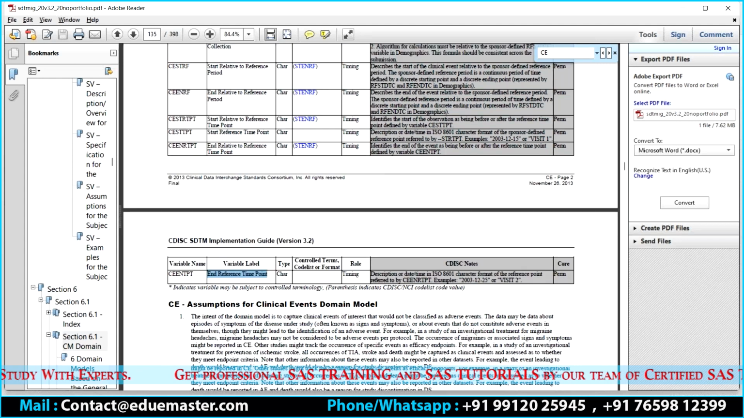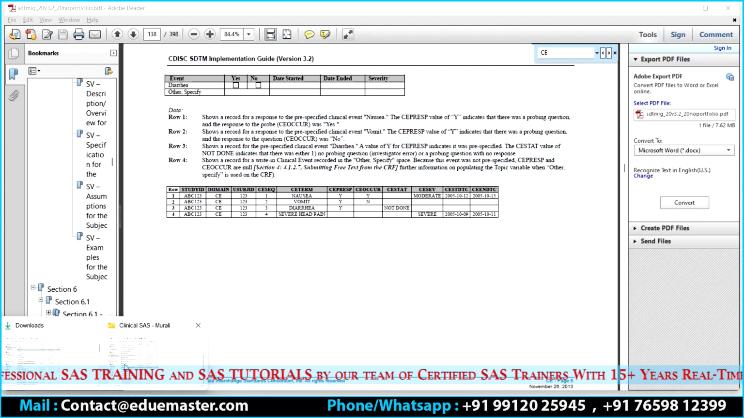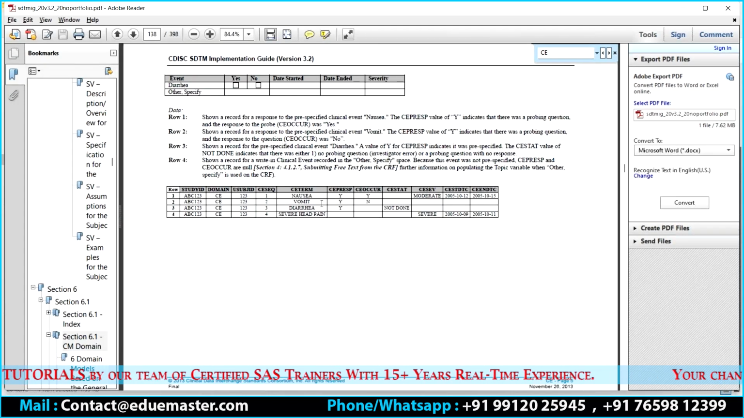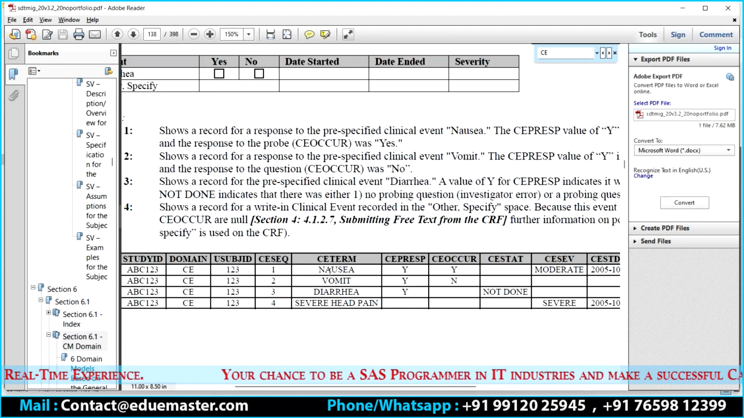Right? So if you want, you can quickly look into this particular example. Maybe I can show you the example also. You don't find difficulty here. This example is pretty much straightforward. You can see I have a patient, clinical domain, sorry, your clinical event, followed by the unique subject ID and your sequence number. You can see symptoms: nausea, vomit, diarrhea, severe head pain. Is it pre-specified? Yes. C occurrence, you can see nausea is happening again and again, but vomiting, no. And for this particular one, the status is not done.